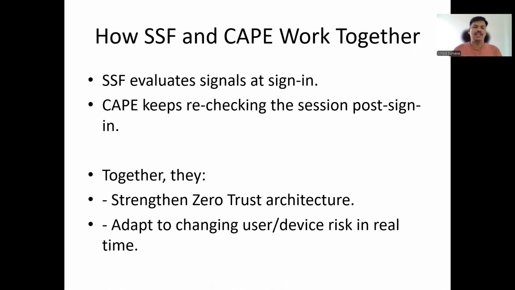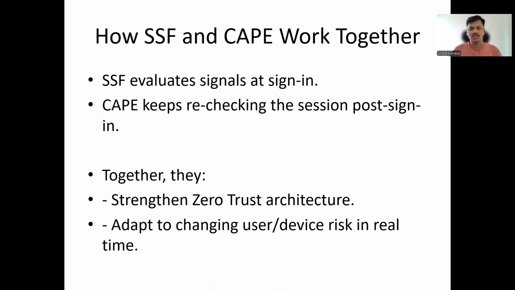And then the next layer of this is going to be CAPE, right? Which is continuous access policy enforcement, which is going to keep rechecking the session post sign-in and mid-session as well. So once the user has logged into the application, device, and systems, or any application which is integrated with the identity access management solution, how do they work together? Together they strengthen the zero trust architecture framework.